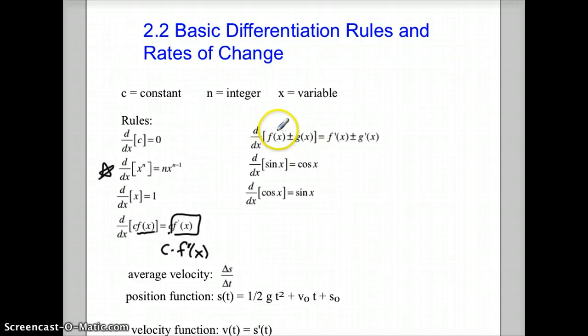Derivative is distributive in a way. If we want the derivative of two things added together, like the derivative of x squared plus 2x, we can just find the derivative of the x squared and then find the derivative of the 2x and add those two together.